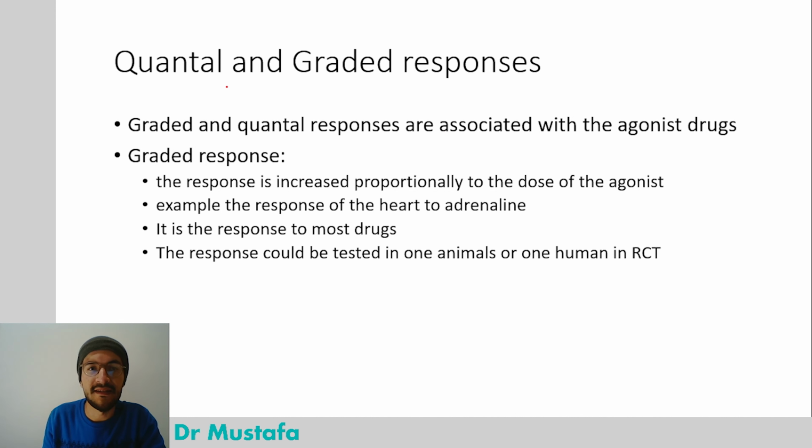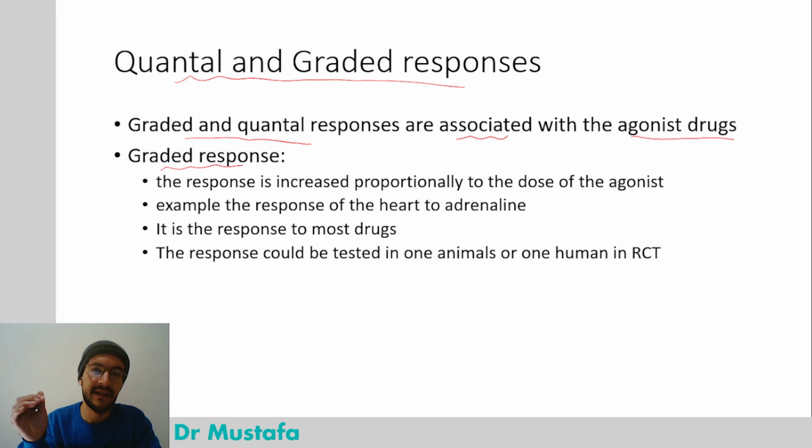Now let's explain the quantal and graded responses. Graded and quantal responses are associated with the agonist drugs. So we will see them only with the agonist drugs. The graded response is the same example as the first curve that we drew in the previous slide. So the response is increased proportionally to the dose. So the higher the dose, the higher the response with the graded response.